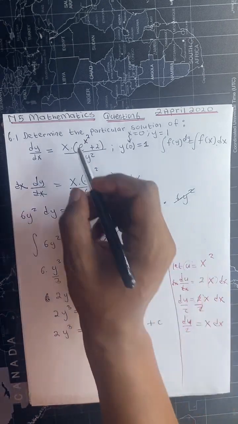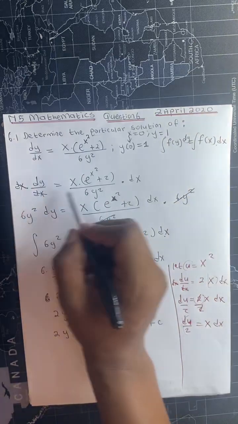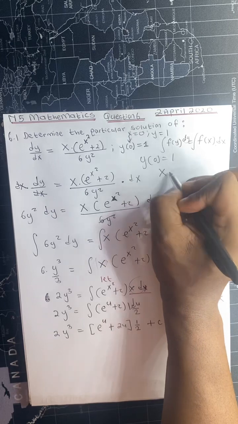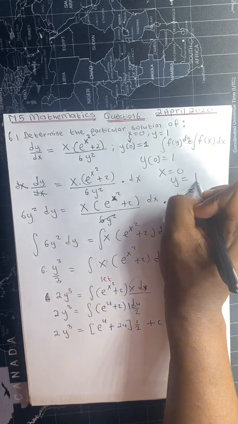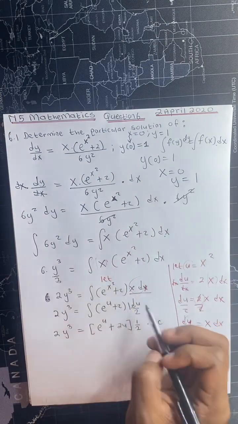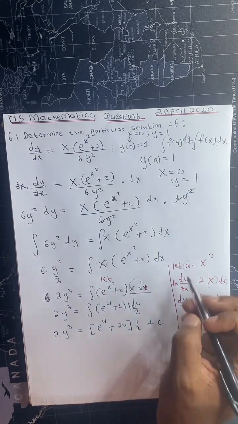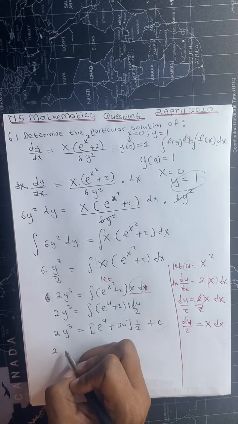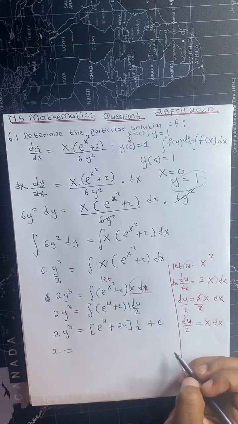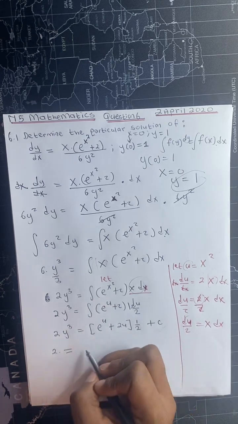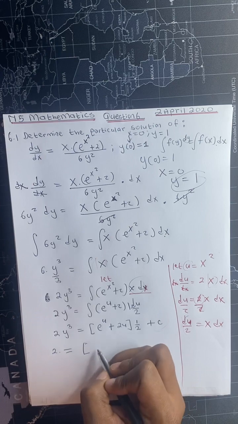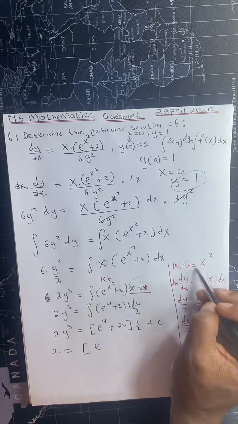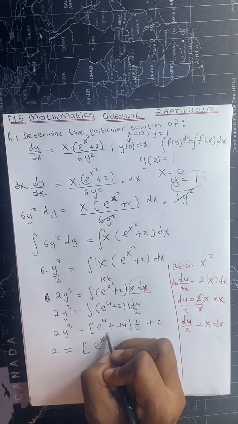So they said that we must determine the particular solution and not the general solution, and we are given that y of 0 is equal to 1. In other words, when x is equal to 0, y is equal to 1. So to determine this constant c, in the place of y we will substitute 1, and 1 cubed will be equal to 1. Now we have to bring back the x squared in the place of the u, because we have to substitute x for 0.